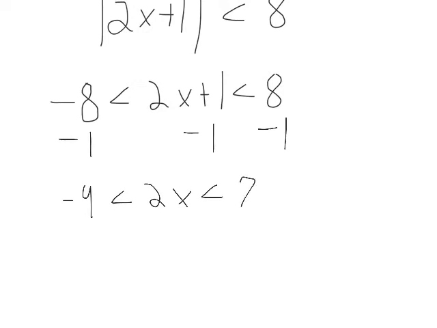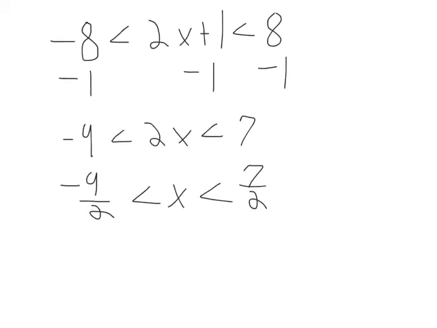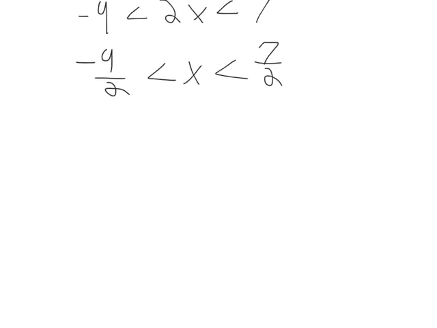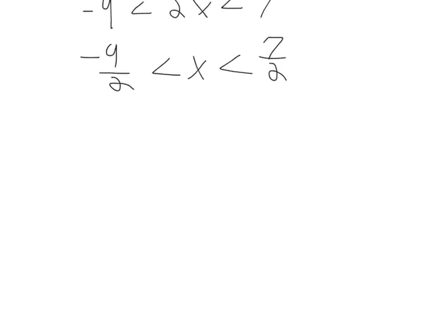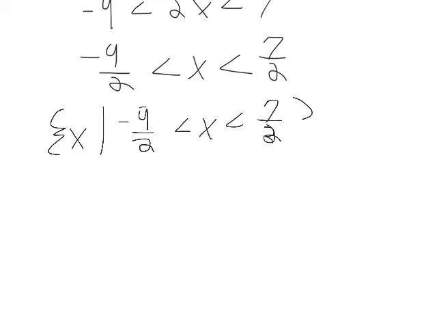Then we divide through by 2, so we are going to get some fractions. Negative 9 halves less than x less than 7 halves. Now the fractions are not that big a deal, because with any of the notations that we write, all we have to do is write our number down. We're not actually calculating anything with it once we get to this point. So set builder, x such that negative 9 over 2 is less than x is less than 7 halves. And we close.